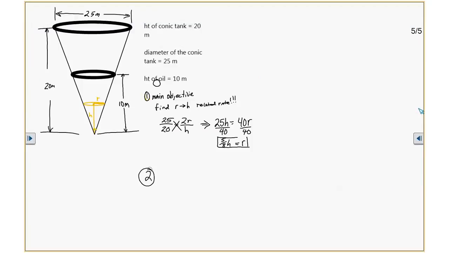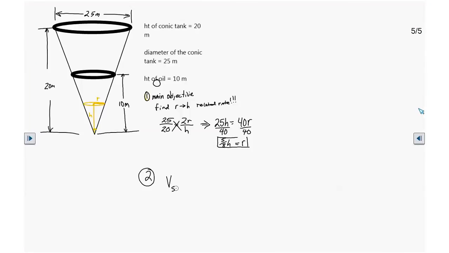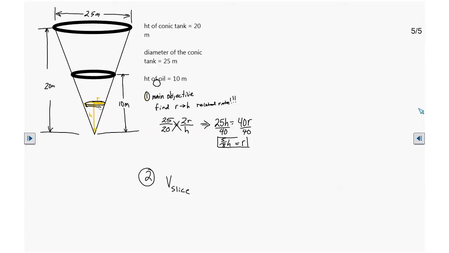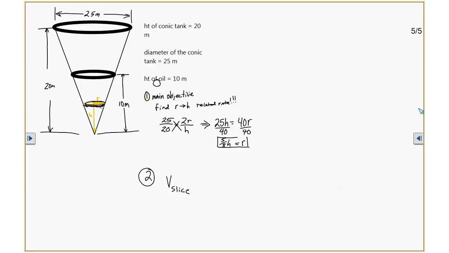Plug into the formula. So, the formula, and this is for the volume of the slice. Remember, everything is focused around the slice. And this plunger is your slice. Now, what's the width of this slice? Well, the width is the width of a hair, okay? But we call it dx.